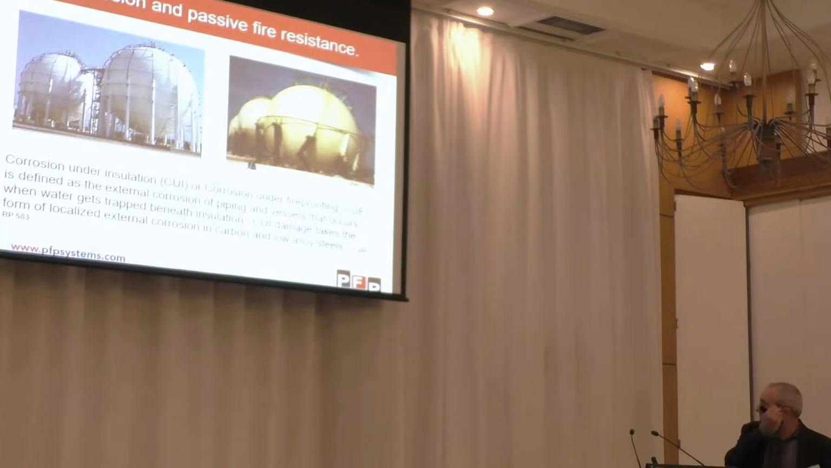So, according to the American Petroleum Institute recommended practice 583, they consider corrosion under fireproofing similar to corrosion under insulation. So the mechanisms, and if you think about it, passive fireproofing is really a thermal barrier. And so the same mechanisms are happening with regards to corrosion under insulation and corrosion under fireproofing. Different products, of course, but we need to think about the mechanisms of corrosion.